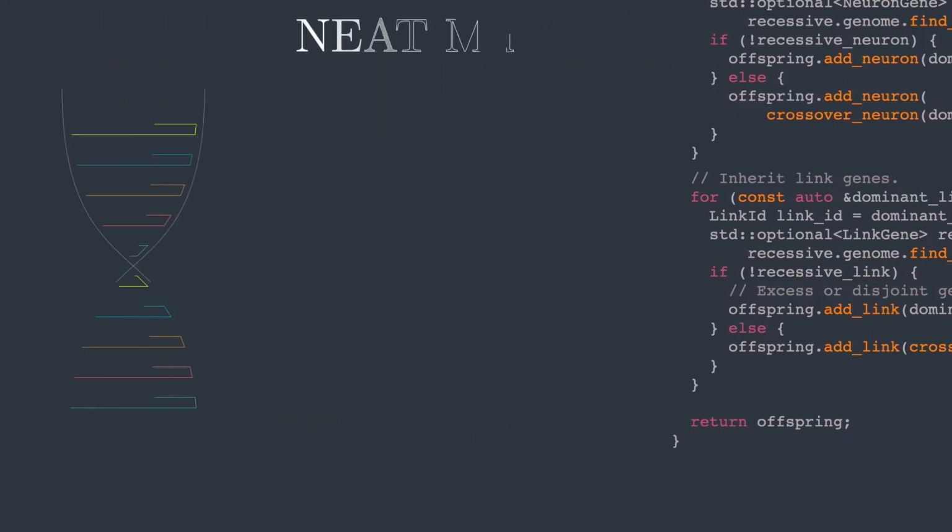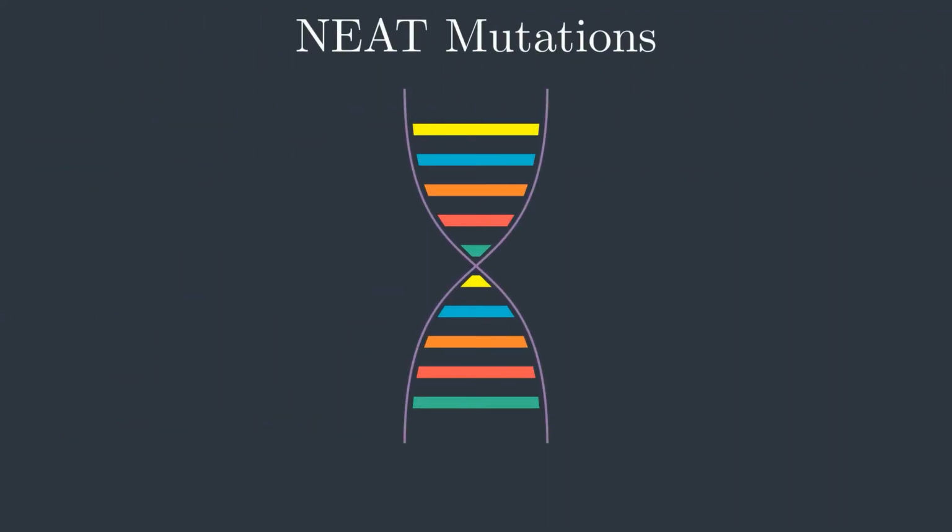Now let's talk about mutations. In biology, mutations can happen in various parts of the DNA sequence during the crossover or due to external factors such as radiation.